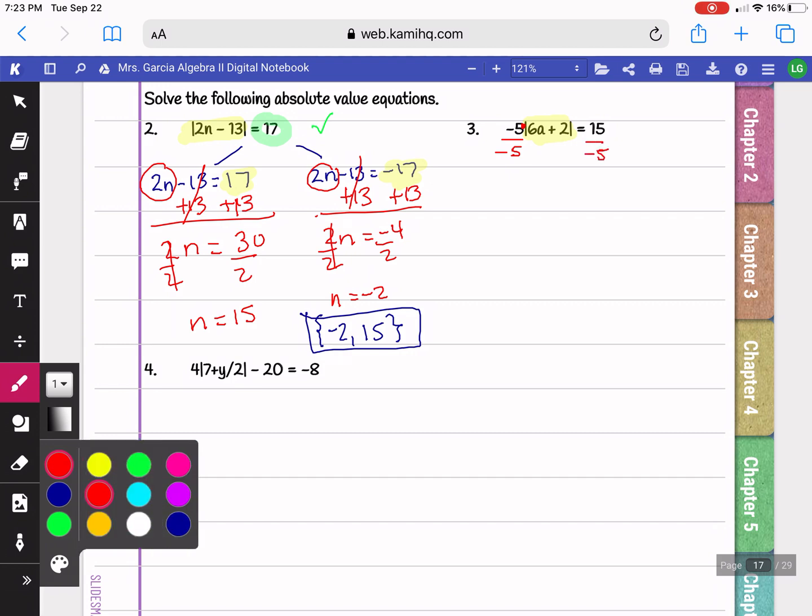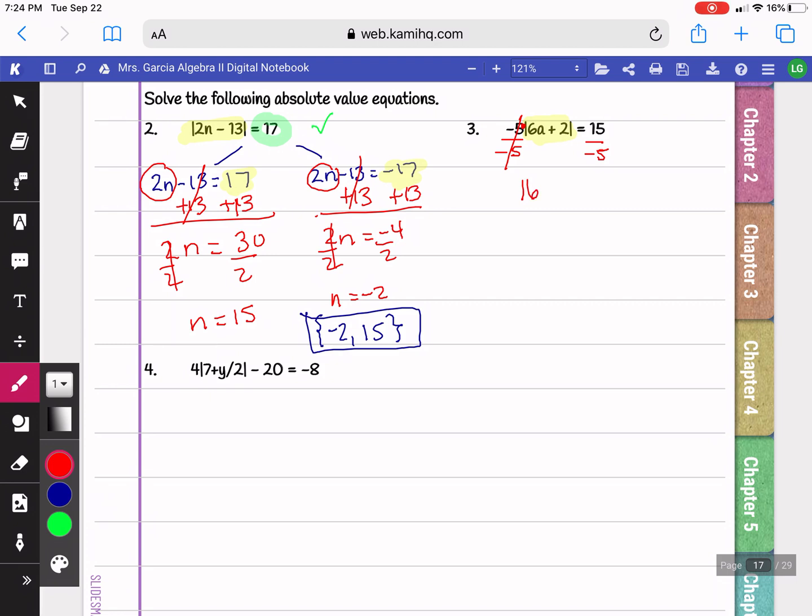A common mistake I see students make there is they'll want to do +5 because they see the negative, but here they're not subtracting 5, they're multiplying. So the opposite of multiplying would be to divide. So I'm left with absolute value of 6a plus 2 equals -3.